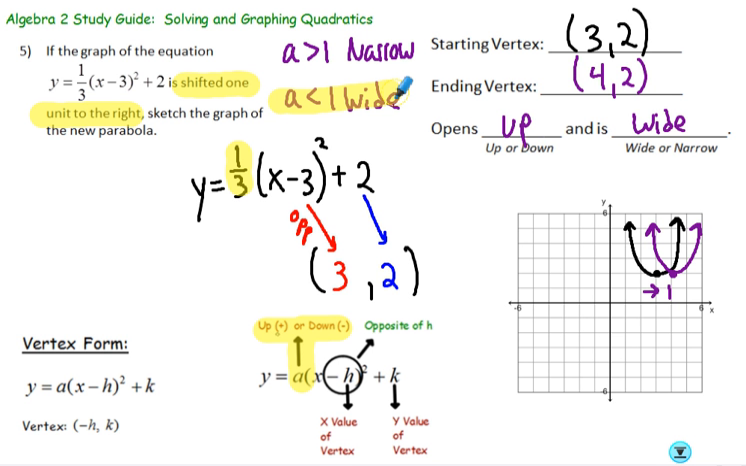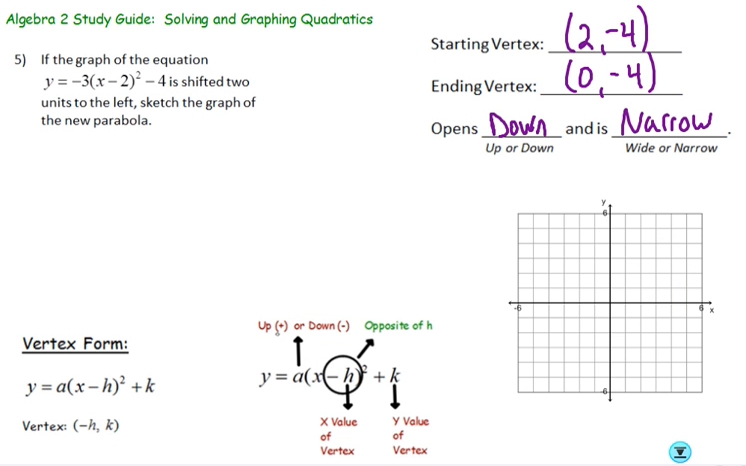All right, so pause it, try number 5 in the middle, and then we'll be back here in a second to see what you got. For number 5 in the middle, you should have got a starting vertex of 2, -4, an ending vertex of 0, -4, with a parabola that opens down and is more narrow as compared to y equals x squared, our mother function. So if you got that, great. Pause it now. Try number 5 on the right. If you didn't get that, let's go through it together and figure out what happened.